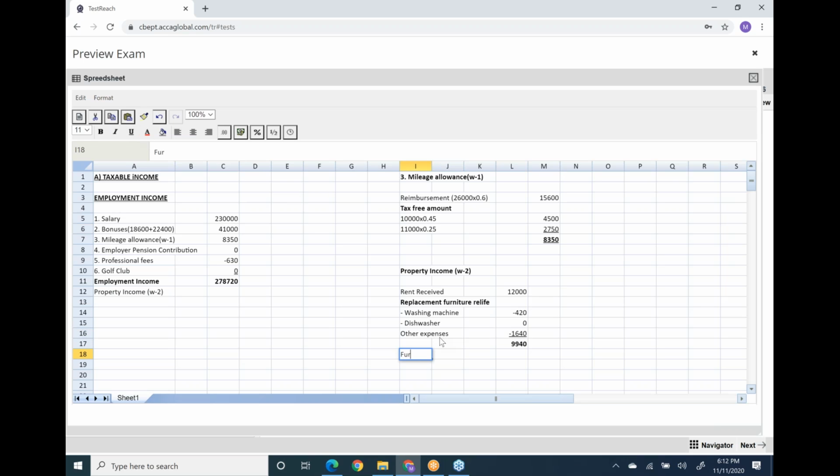Now for rent a room relief, you tell me which one is beneficial. Obviously claiming relief is very beneficial. So 8900 minus 7500 will be your taxable amount.